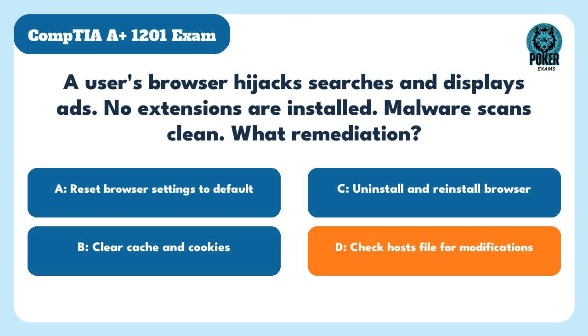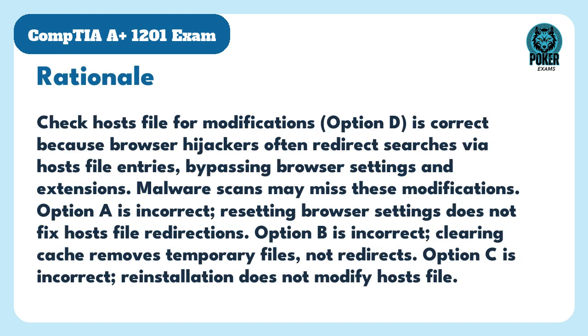The correct answer is D. Rationale. Check hosts file for modifications, option D, is correct because browser hijackers often redirect searches via hosts file entries, bypassing browser settings and extensions. Malware scans may miss these modifications.